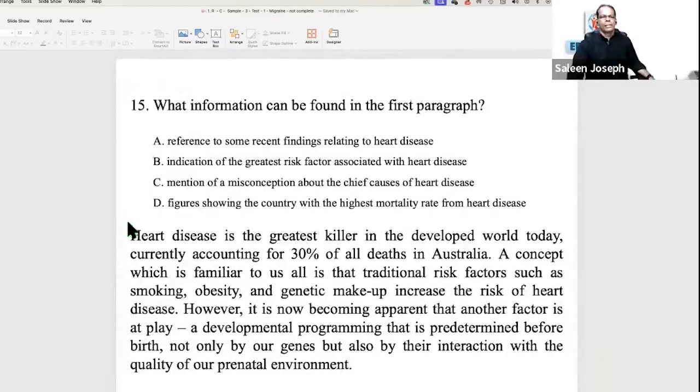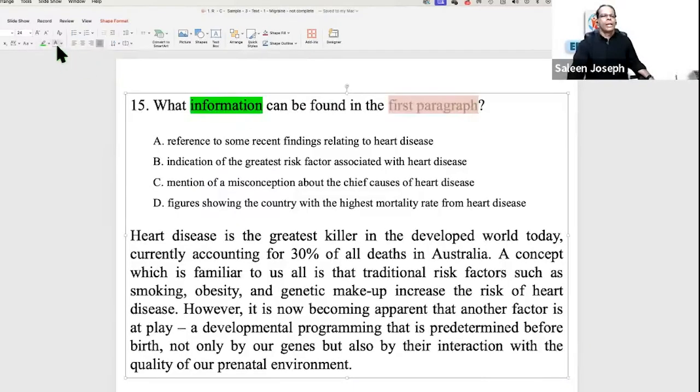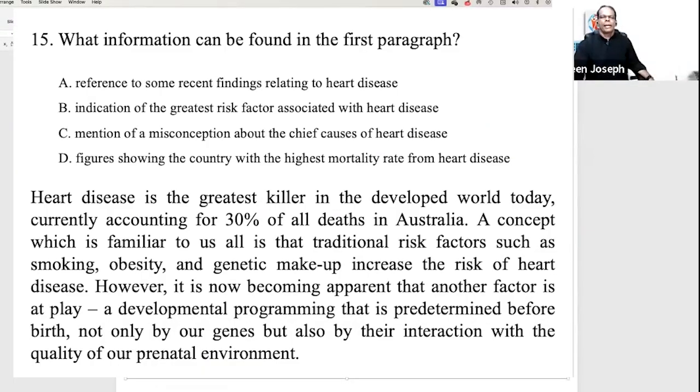The 15th question: what information can be found in the first paragraph? Tell me the heading words. Shout out and type in: information found in the first paragraph. That's mainly for beginners. Beginners should know, as soon as you get the material, you have to mark the paragraphs 1, 2, 3, 4, 5, 6. Okay, option A, reference to some recent findings relating to heart disease.